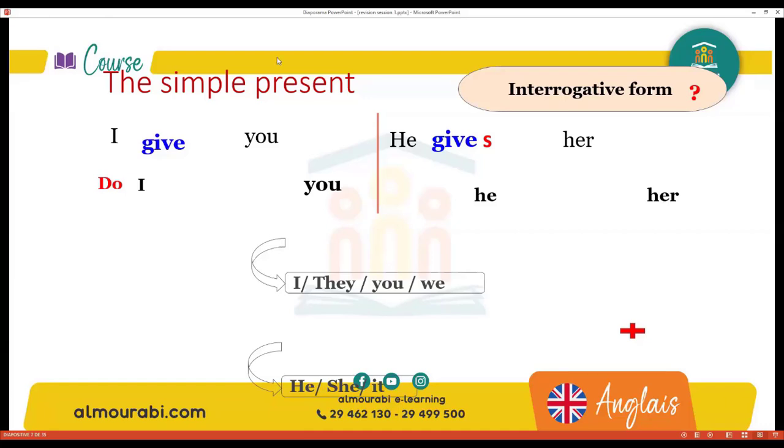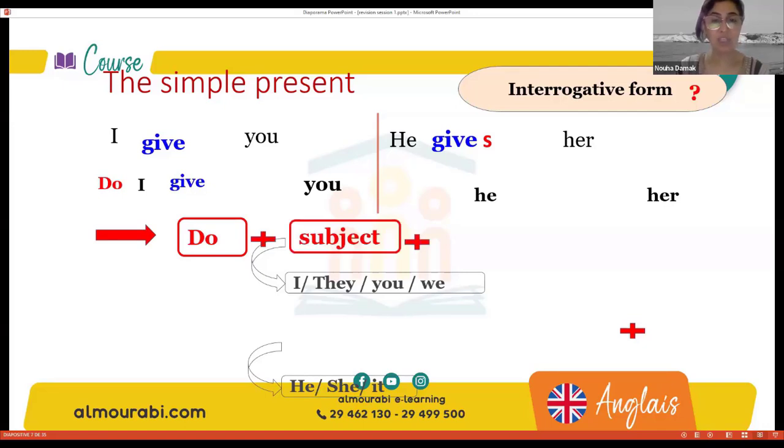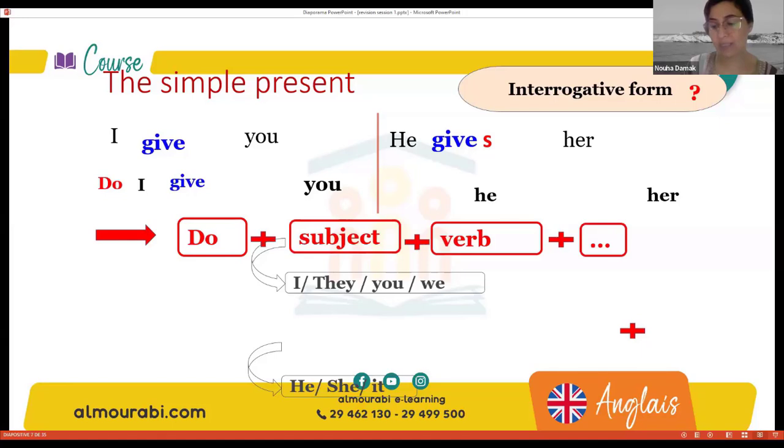Okay, but when it comes to the interrogative form, we invert so that we start with either the verb or, if it is interrogative, the auxiliary. And here the auxiliary is do, and we're going to see something else, okay? So, do I give you? That's in the present form, okay? Or do plus subject plus verb plus the rest of the sentence and then the question mark. Don't forget the question mark.